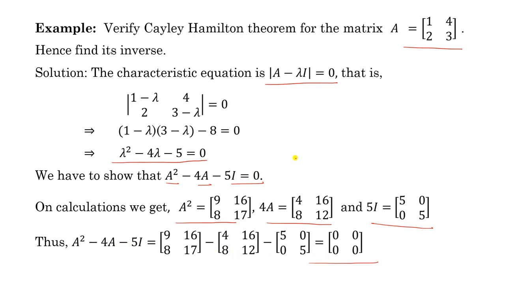So 0 matrix. Basically, whenever we write this equation for a matrix, this 0 is a 0 matrix. This is not 0 actually, this is a 0 matrix. So there is A square minus 4A minus 5I, this is a 0 matrix.